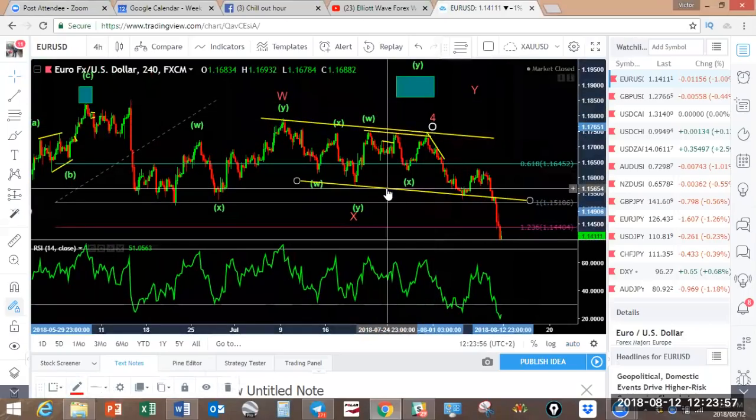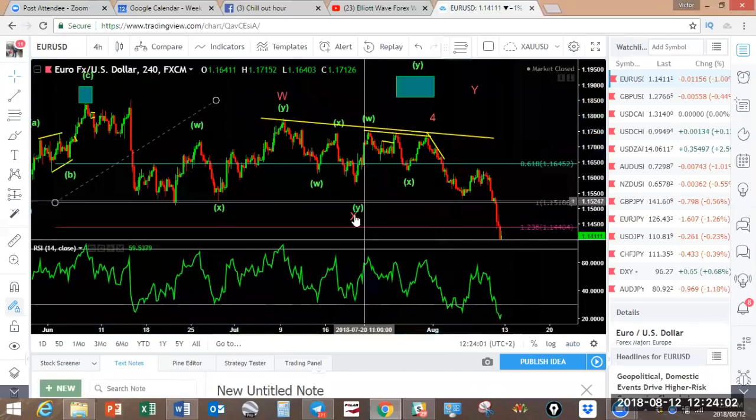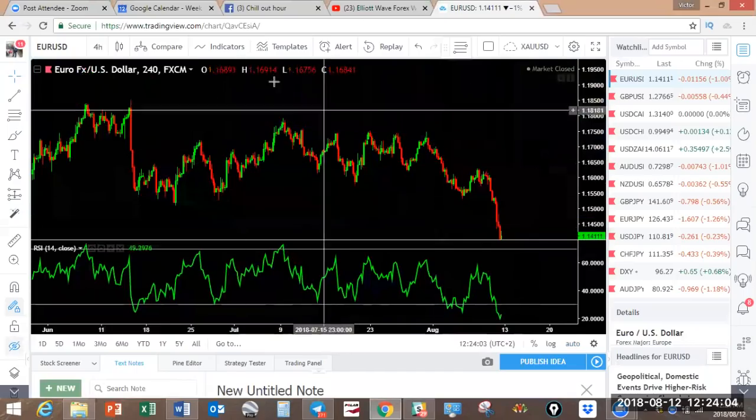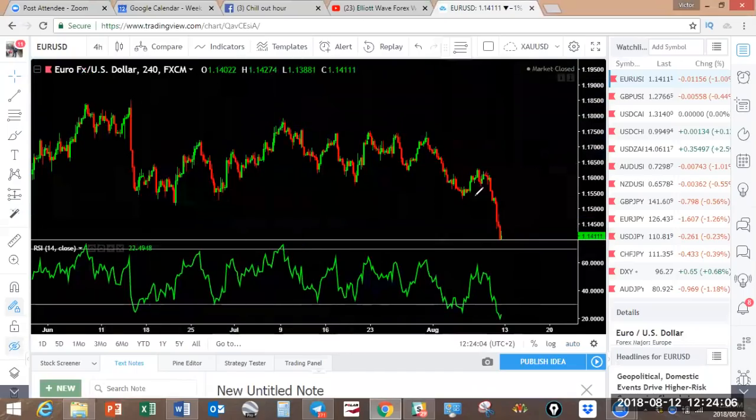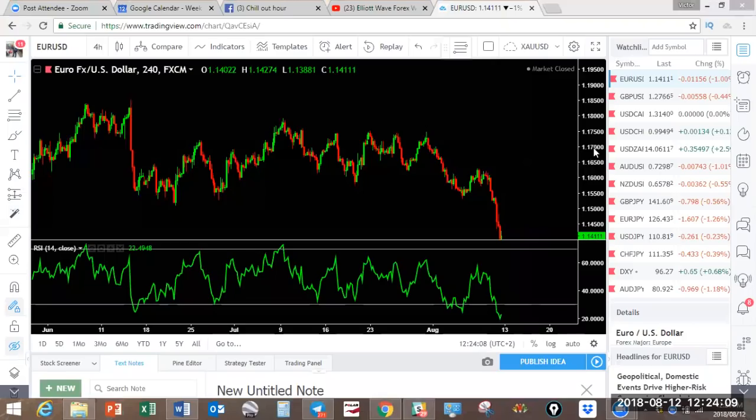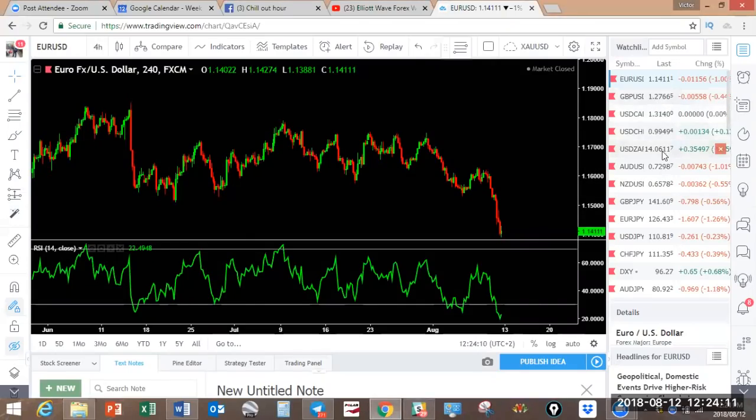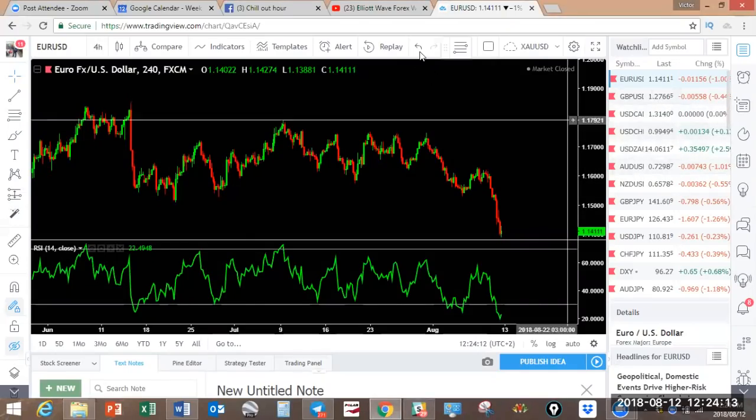This is the structure that we were looking at, but it played out as a triangle that I've just shown you now. All right, so now that is how that plays out. So watch out for continuation patterns to the downside. Looks very interesting.